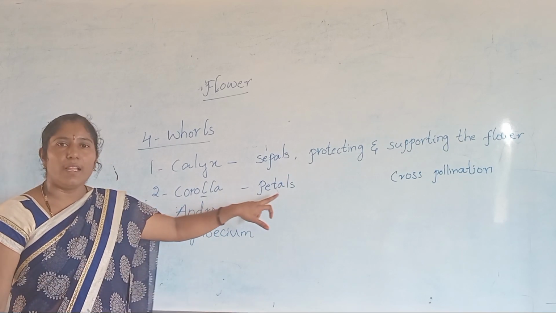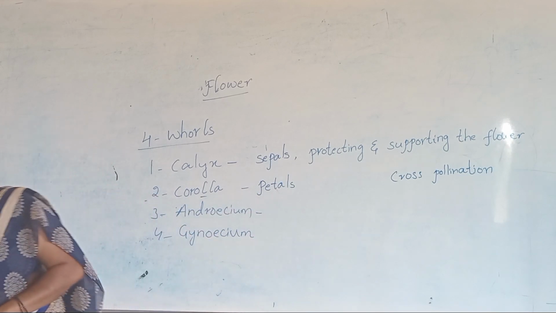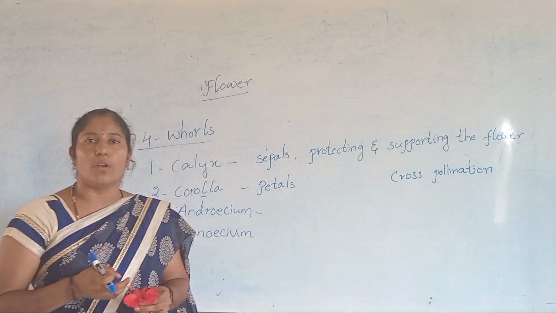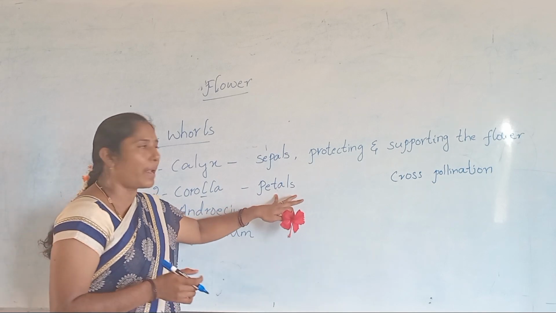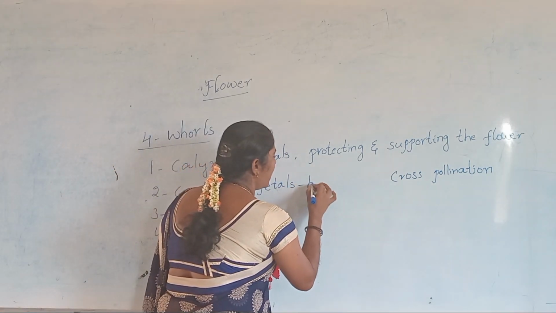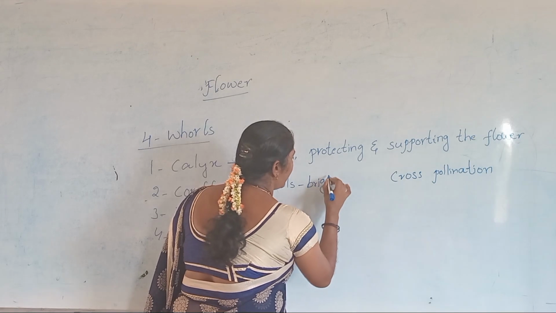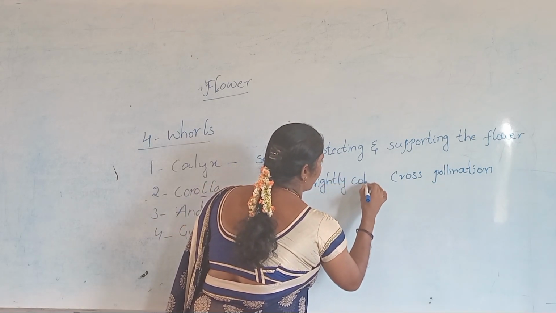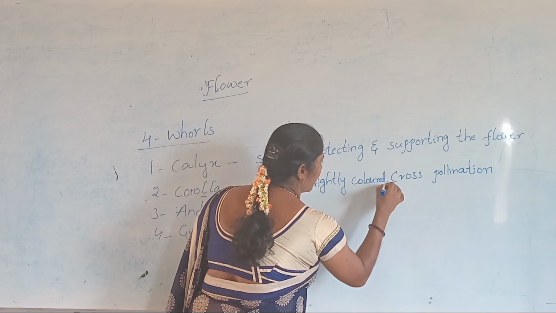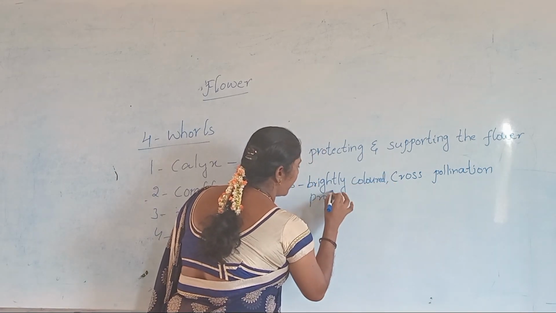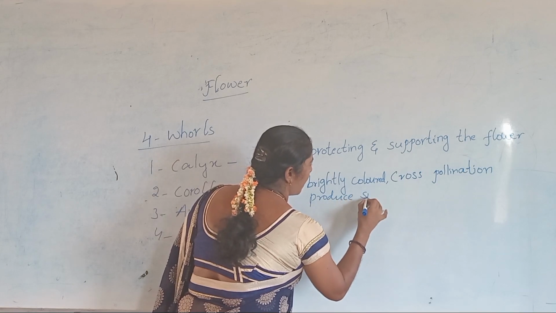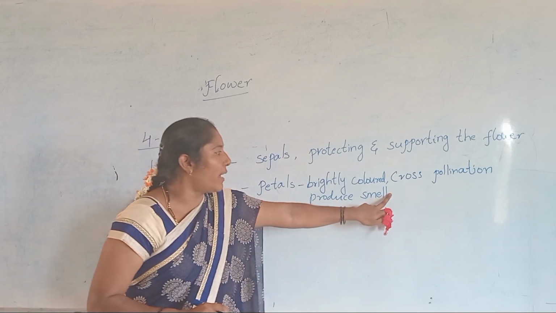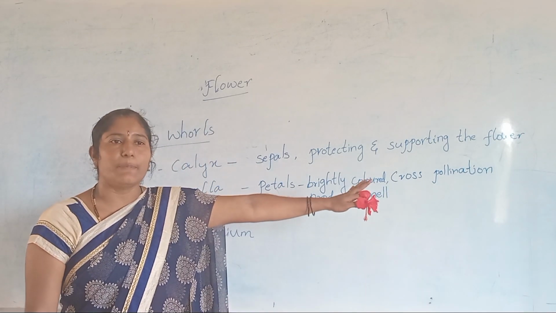Corolla consists of small units. Each unit is called a petal, and petals are brightly colored. It produces smell, and by the smell the insects are attracted, and it helps in cross pollination.